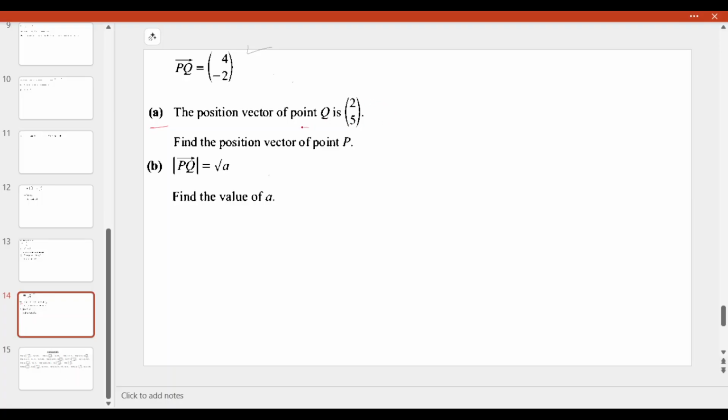Here the position vector of point Q means OQ. When we represent a point as a position vector, we have to show that with reference to some origin O. So OQ. Find the position vector of point P. The position vector of point P is OP. We always write the position vector of a point, let's say point P, as OP.